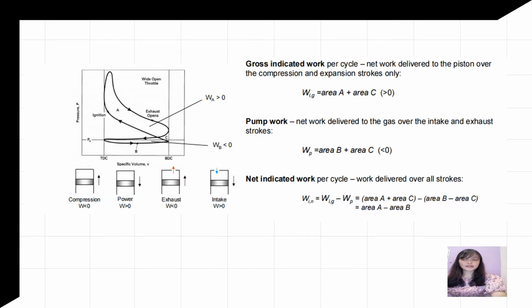As shown in the diagram, the upper loop of the engine cycle consists of the compression and power strokes, where output work is generated and is called the gross indicated work, which includes the areas A and C. The lower loop, which includes the intake and exhaust strokes, is called pump work and absorbs work from the engine, which includes the areas B and C. Whereas for net indicated work per cycle, it is the work delivered over all strokes.